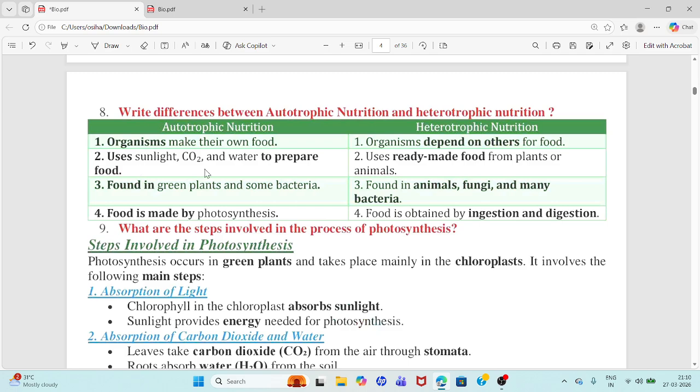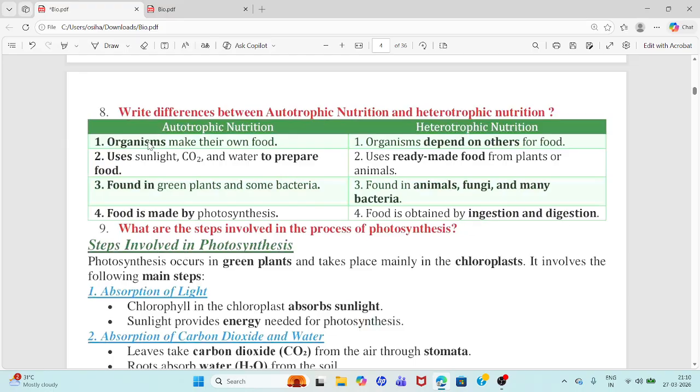Autotrophic nutrition uses sunlight, carbon dioxide and water to prepare food. Heterotrophic nutrition uses ready-made food from plants or animals. Autotrophic is found in green plants and some bacteria. Heterotrophic is found in animals, fungi and many bacteria. In autotrophic, food is made by photosynthesis. In heterotrophic, food is obtained by ingestion and digestion.